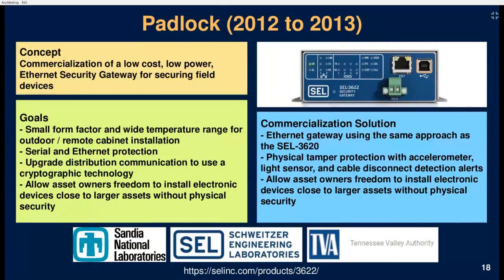So this device was a smaller version of our 3620. It's the SEL 3622, but basically a small form factor that could still take a wide variation of temperature range for outdoor and remote cabinet installations. It also contains some alarm protection measures, such as physical tamper protection, an accelerometer, a light sensor, and contact switches, so that if the enclosure was opened, banged on, or light got into it, then alarms would be sent to the operations center to make people realize that something is being physically done to that recloser.